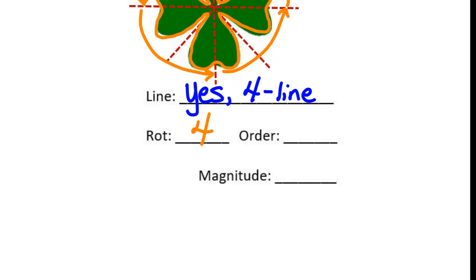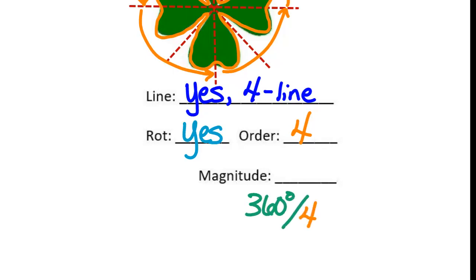Oh, I wrote the 4 in the wrong spot. Sorry. I should have written that in order. My apologies. We're going to take 360 degrees. We're going to divide that by our order of 4, and that's how we get the 90 degrees for our magnitude.